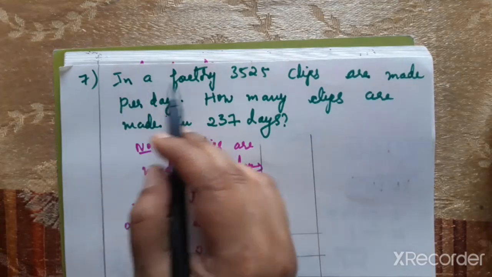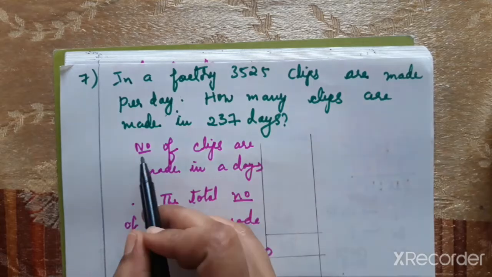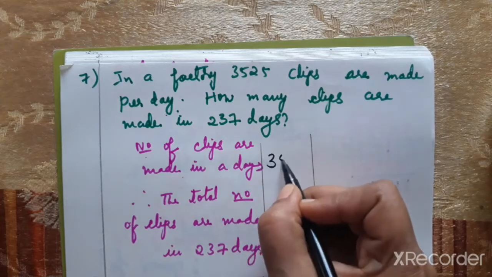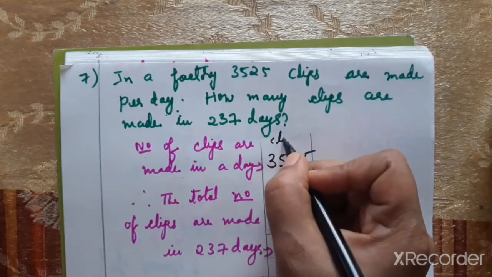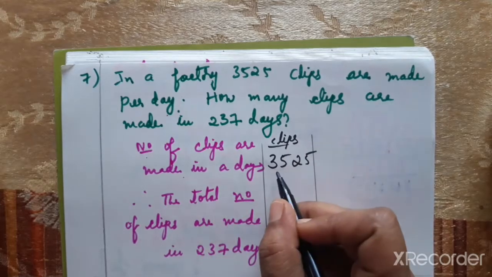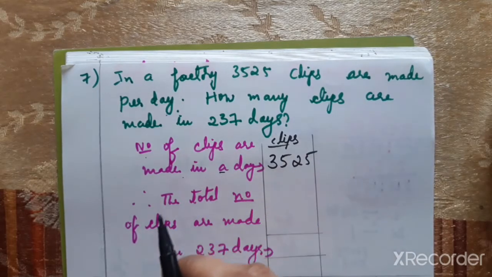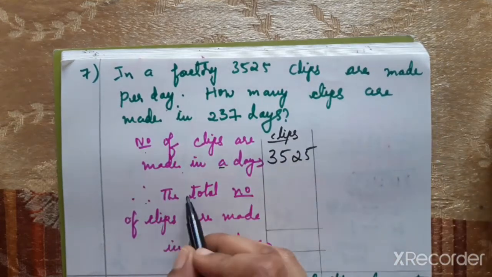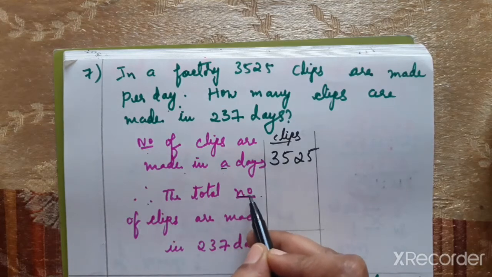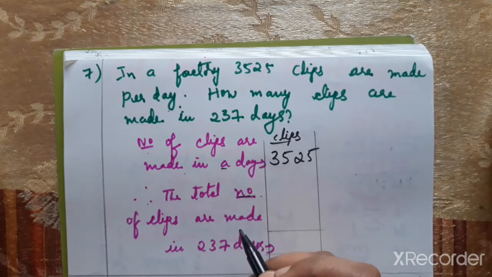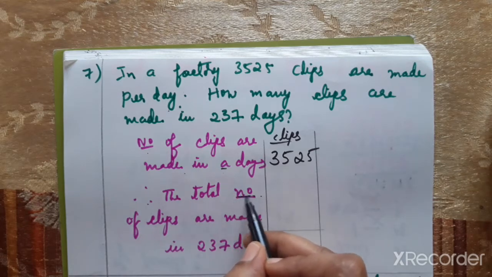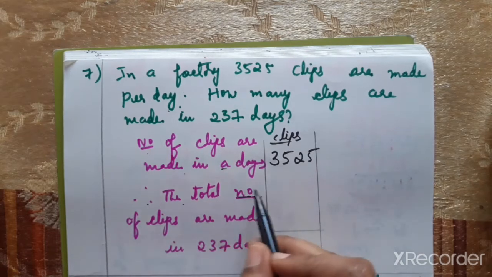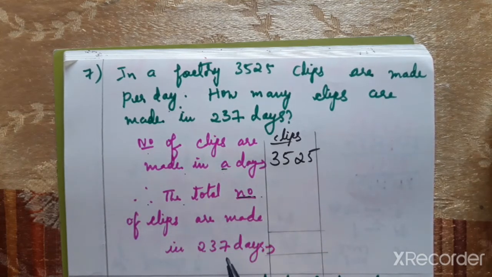Now the sentence: in a factory 3,525 clips are made. So the number of clips made in a day is 3,525 clips. Per day means one day. How many clips are made in 237 days? Therefore, the total number of clips. We underline this word number because it is the short form of number, otherwise it will become no. When you are writing number, please underline the short form word. The total number of clips made in 237 days.